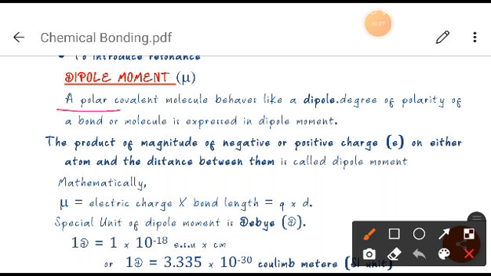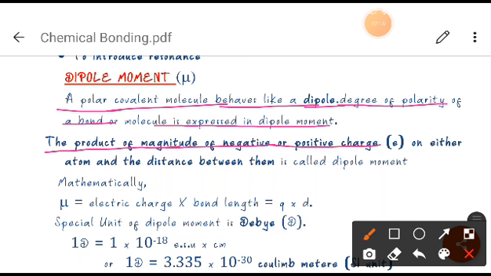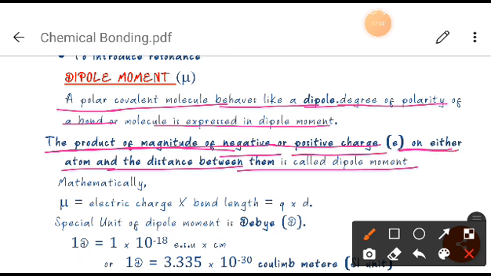A polar covalent bond is like a dipole, right? When we see a polar covalent bond, just as we have just seen in the case of fluorine and hydrogen, a polar covalent molecule behaves like a dipole, right? Which is also called the degree of polarity of the bond or a molecule, and is expressed as dipole moment. Or we can say, the product of the magnitude of the negative or positive charge on either atom and the distance between them is called the dipole moment, right?